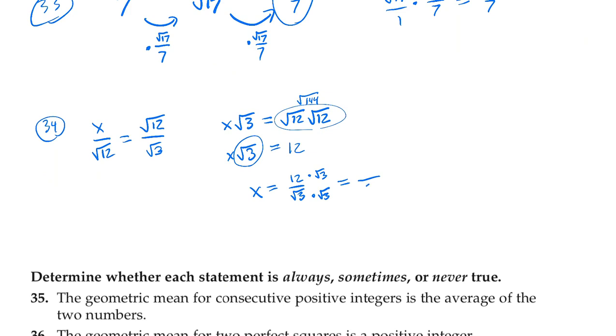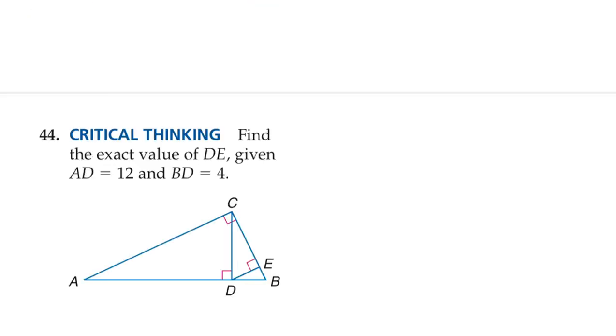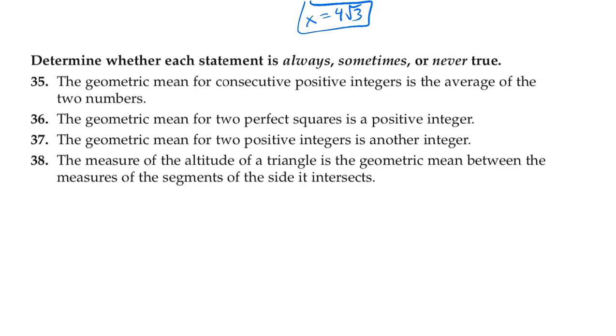Square root of 3 times square root of 3 is 3. And on top is 12 root 3. But look at that. I can reduce the 12 over 3 to be 4 over 1. So really this is 4 root 3 over 1, or just x equals 4 root 3. Okay, so then sometimes, always, or never. And I think this is the end. Oh, no, we did the challenge problem.